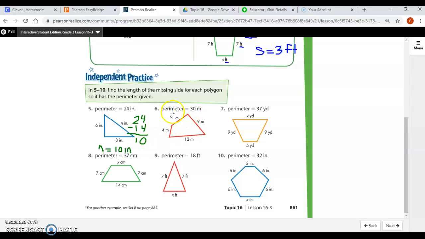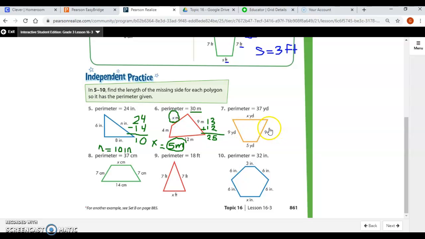Number 6, the perimeter is 30. Gives us these. We need to add these up and find the difference for it to find X. So I know that 9 plus 4 is 13. And then we have 13 plus 12. That is 25. So now I need to do 30 minus 25. I know that is 5. So X equals 5 meters. And that is my answer here.